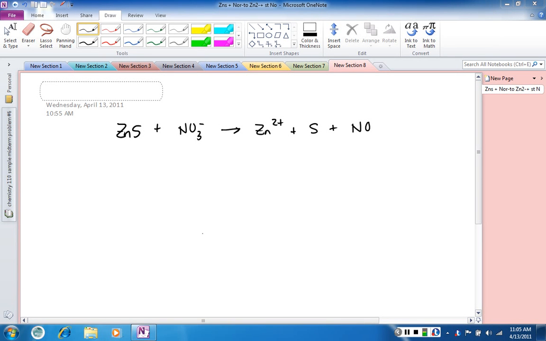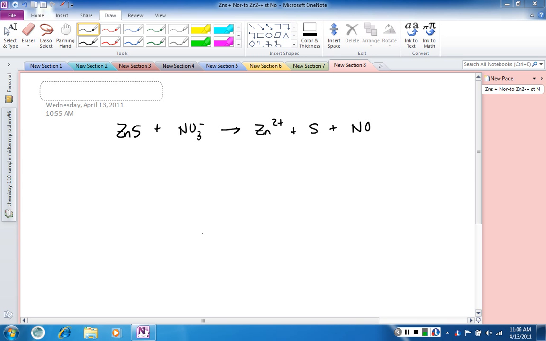Okay, we're going to do number 3 in the sample final. This is another redox reaction. It's acidic. So first step is to balance your non-O's and H's. We have 1 zinc on each side. We have 1 S on each side. We have 1 N on each side. So our first step is done.